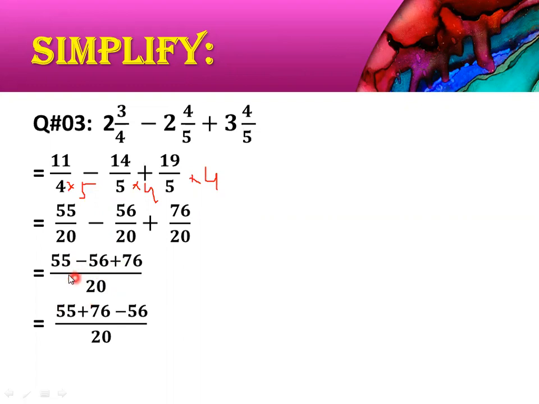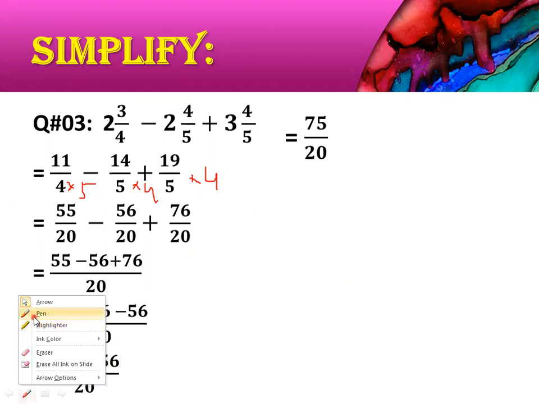Okay, please keep it in your mind. First you will write 55 plus 76 and then minus 56, means first you will arrange them together and then subtract it. Okay, so 55 plus 76 will become 131. Now you will subtract this minus 56. So 131 minus 56 will become 75 upon 20. Okay, 75 upon 20.